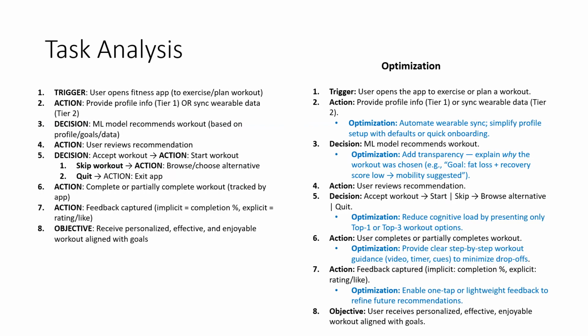For second step, we can do an optimization like automate variable sync, simplify profile setup with defaults or quick onboarding so that user don't have to do that manually. The second is adding transparency, explaining why the workout was chosen because of your goal, maybe fat loss or recovery score is low. So they suggest mobility on that day. The next is suggesting optimization during accepting, skipping, or quitting the workout, which is to reduce cognitive load by presenting only top one or top three workout options so that you can choose quickly among those.